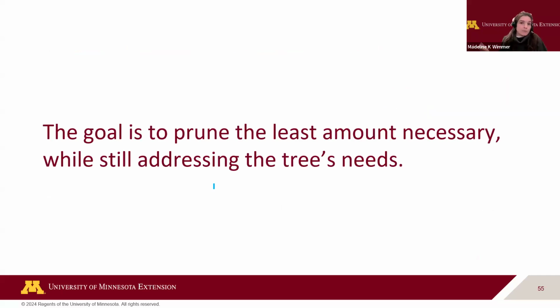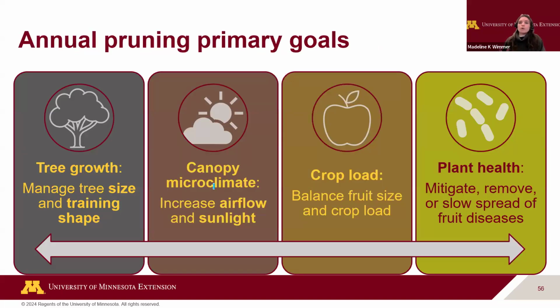But still, there's going to be things that happen, and not everyone's going to be in the same place with everything. So the goal really ideally is to prune the least amount necessary while still addressing the tree's needs. Our goals are going to be maintaining the tree size as well as the tree shape. So that central leader training in this case. And we're influencing the microclimate. As I mentioned at the beginning, we really want to be increasing airflow and sunlight.